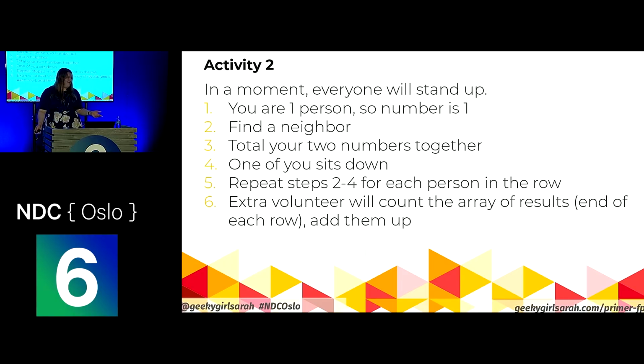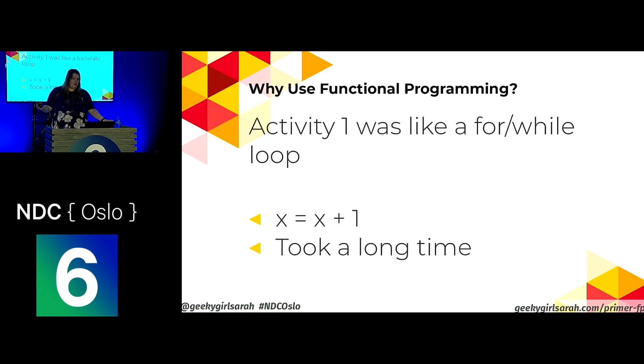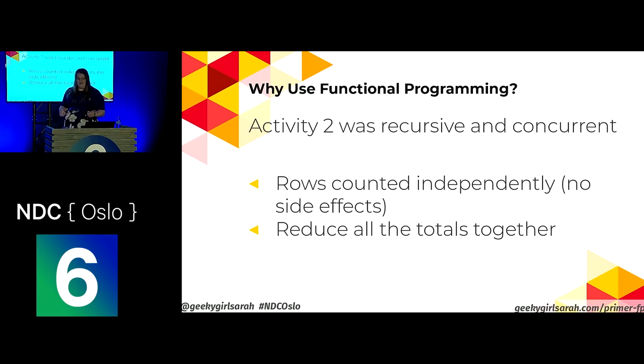Okay, so this is a really, really silly way to do this. But the point was to try and show that activity 1 was really kind of a for-while loop. So each time you just added 1 to the number, and it took a really long time. In theory, activity 2 was sort of a recursive and concurrent way to do it. Since multiple groups were counting at the same time, it should have been a little faster. And in theory, this would have been kind of like a reduce function across all the numbers in the room. That didn't quite work right, but that was kind of the basic idea.